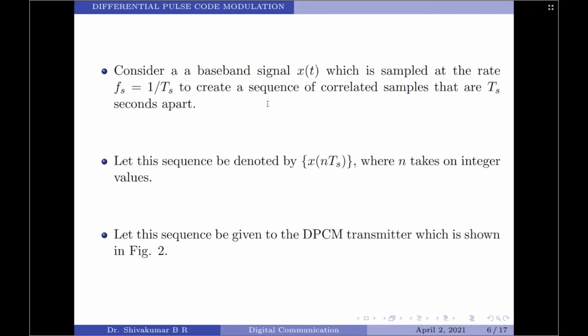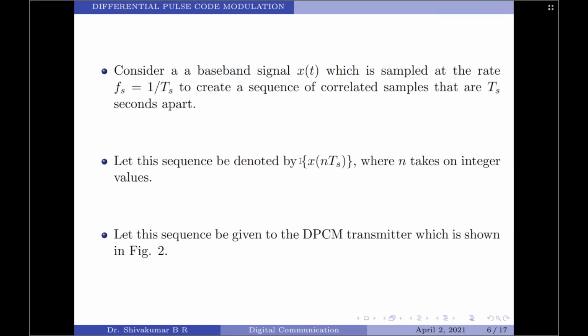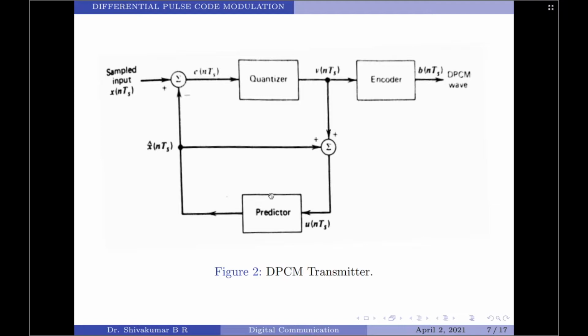Let us now consider a baseband signal x(t), which is sampled at the rate fs = 1/Ts, to create a sequence of correlated samples that are Ts seconds apart as shown in the diagram here. Let this sequence be denoted by x(nTs). So, this is the sequence of samples generated by sampling the input signal x(t) at a rate fs. Now, here n takes on integer values. Let this sequence be given to the DPCM transmitter, which is shown in diagram 1 here.